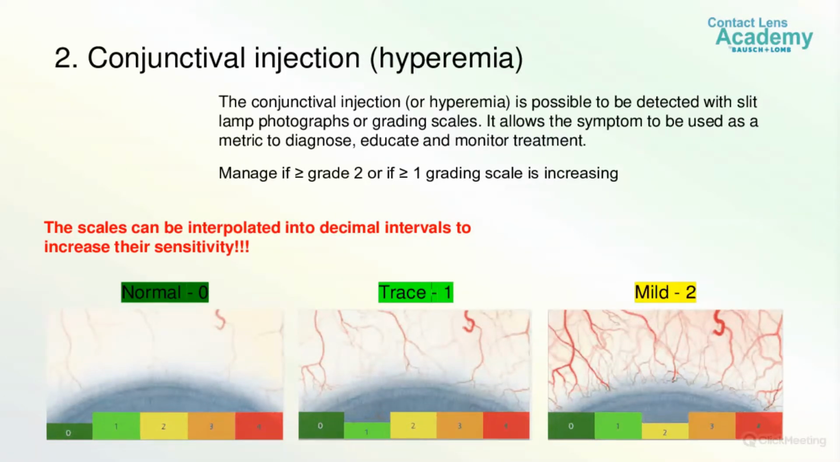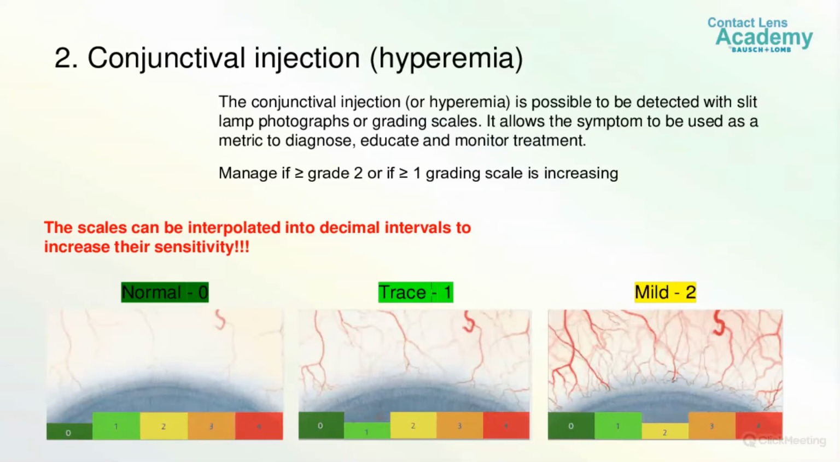Conjunctival hyperemia is a common ophthalmological finding and can be a symptom of various ocular disorders, including inflammation and irritation, not only dry eye disease. So the conjunctival injection can also be detected with the slit lamp. You could take photographs if your slit lamp allows this, or you can use a grading scale. And it allows the symptom to be used as a metric to diagnose, educate, and monitor treatment.